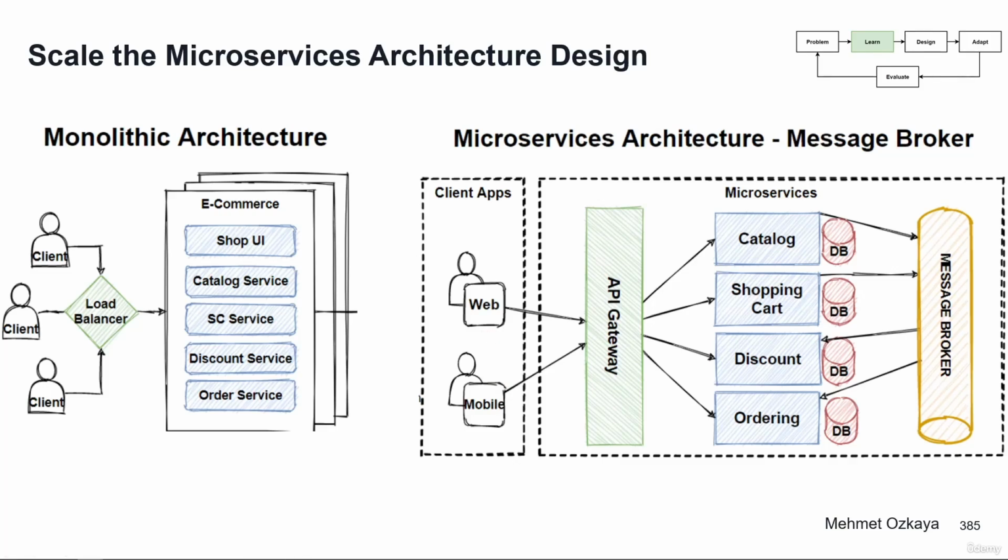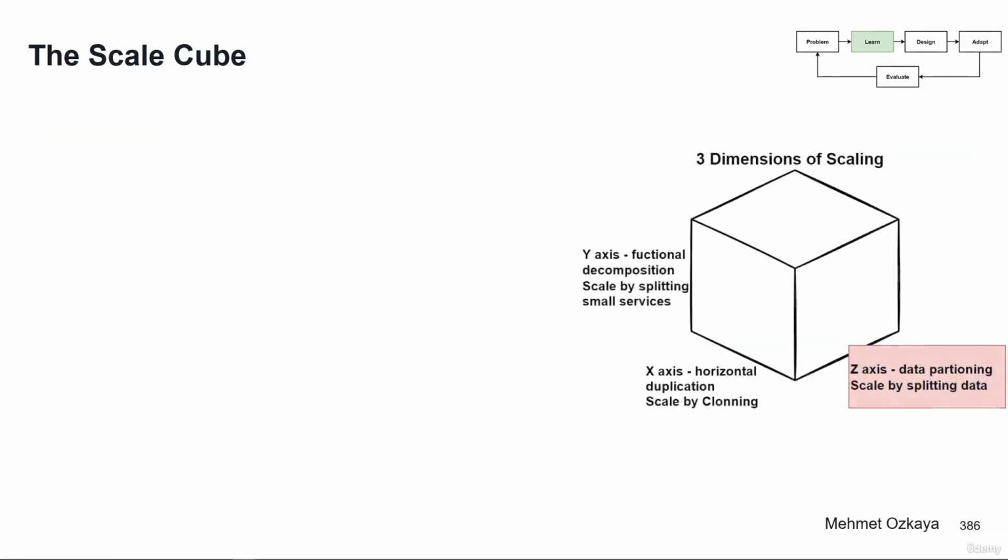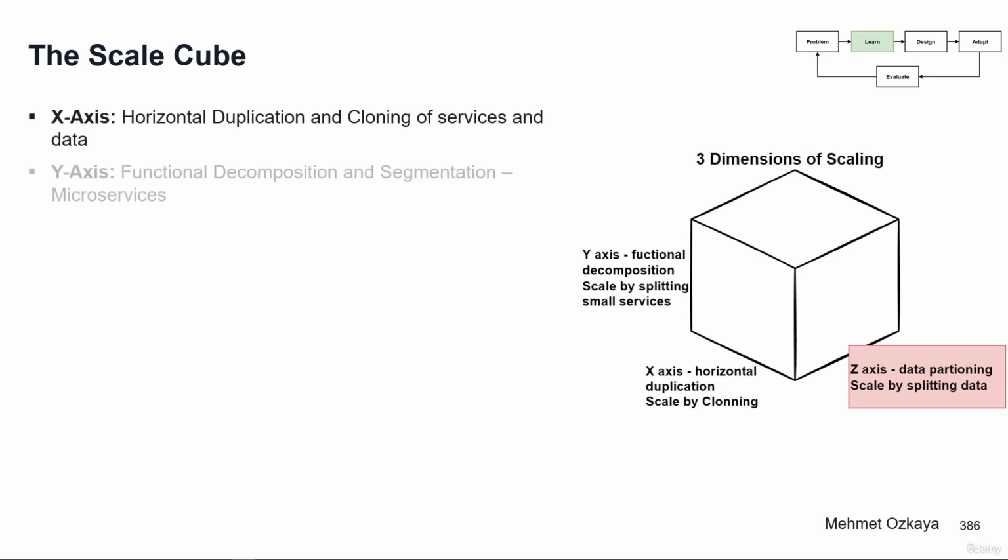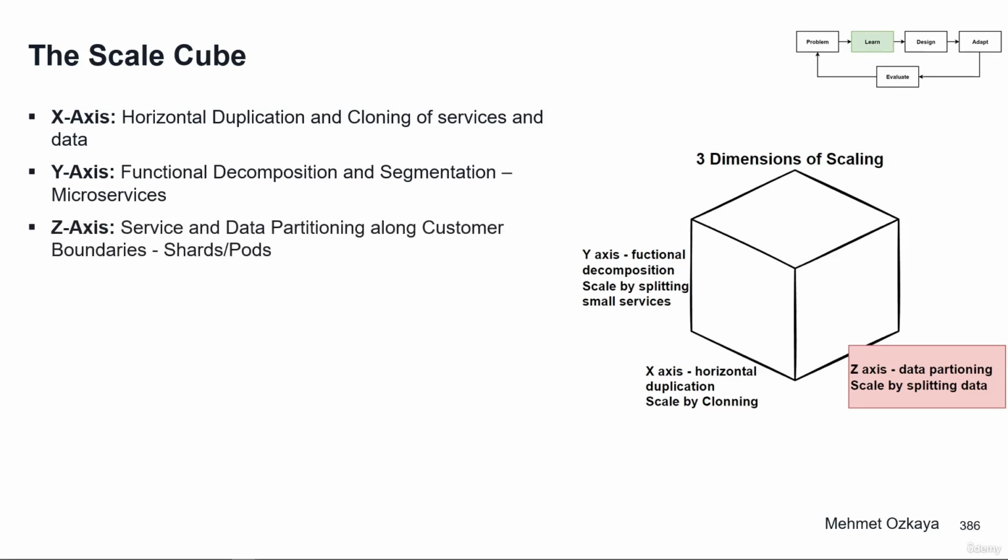So now we can deep dive into what the scale cube is. Scaling is widely known as horizontal and vertical scaling, but this is just one dimension of scaling. According to the scale cube, there are 3 axes. So the scale cube is comprised of 3 axes. The first one is the X axis, the second one is the Y axis, and the third one is the Z axis. Let me explain them one by one. Here you can see the X, Y, and Z.